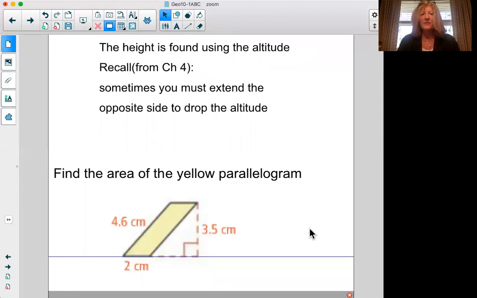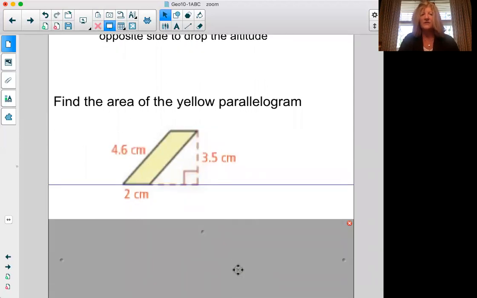So in chapter 4, we learned what an altitude is, and sometimes we have to extend the opposite side to drop down the altitude, and that happens when the angle is obtuse. So notice for this yellow parallelogram, in order to find the height in this direction, we had to extend the side. Now when we extend the side, that's imaginary, that's not part of the base length. So when we go to find the area of this yellow parallelogram, the formula, remember, is base times height, 2 times 3.5.